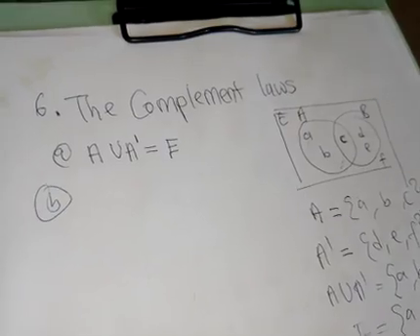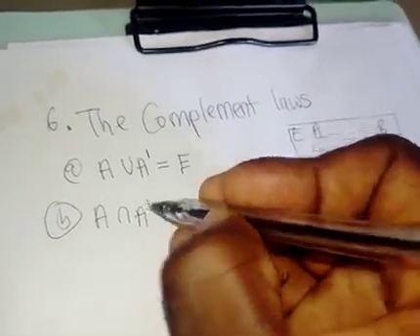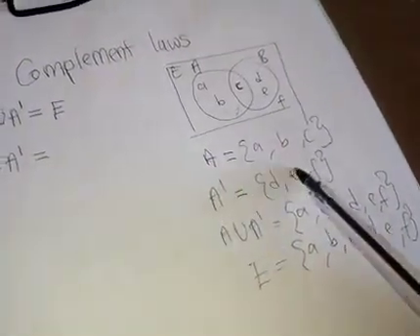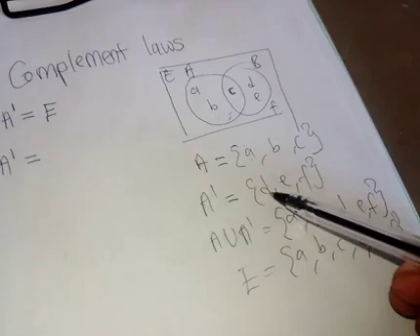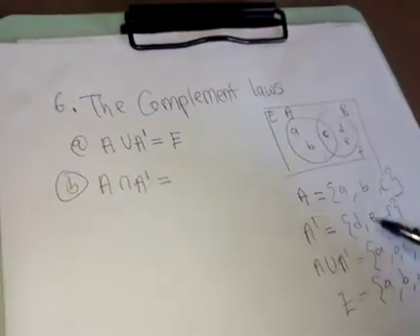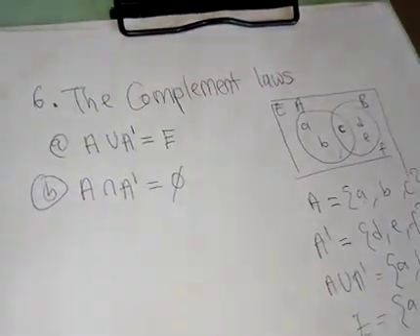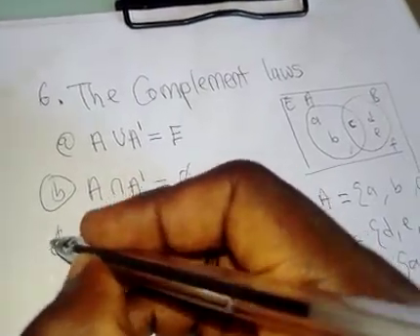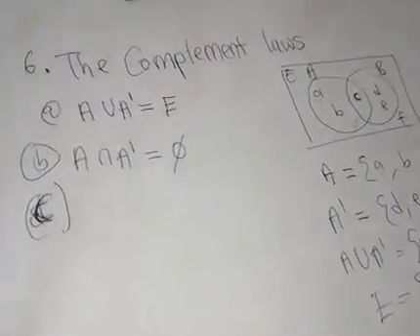Then the second one is, what if we have A intersect A complement? Let's use the same example. In this set we have A, B, C, and in this set we have D, E, F. So there is nothing common. Any set intersection with its complement always gives an empty set.